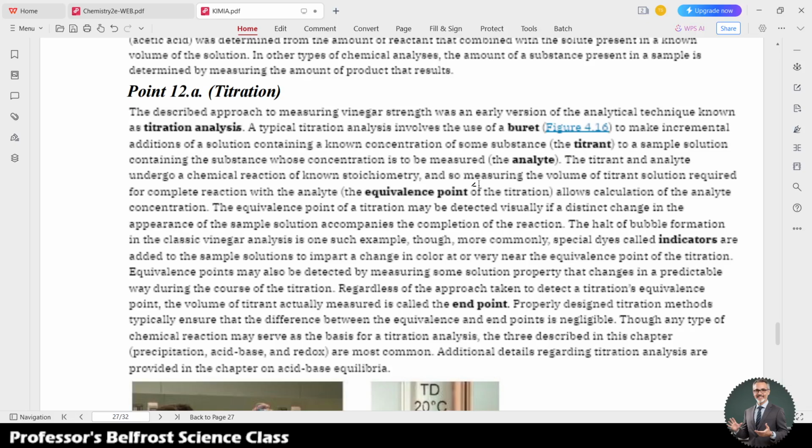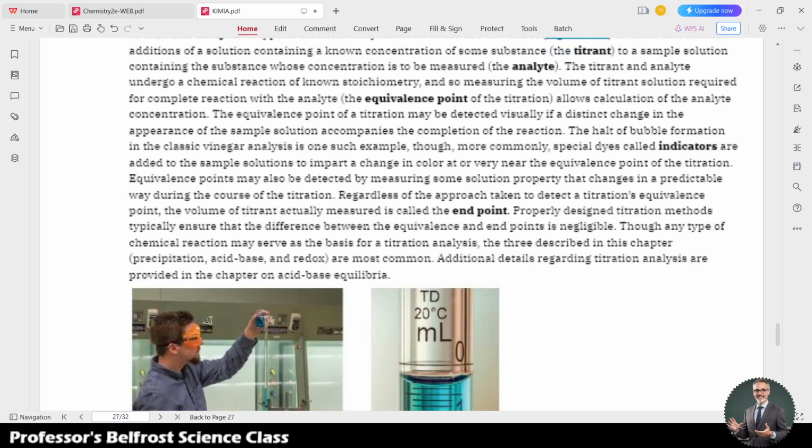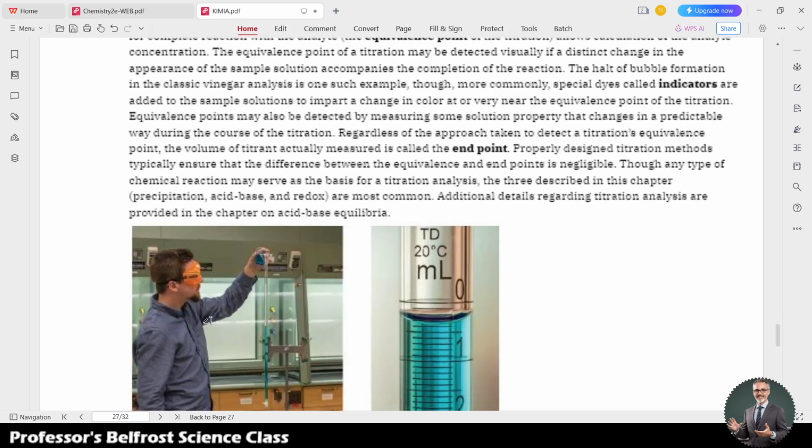The equivalence point of the titration may be detected visually if a distinct change in the appearance of the sample solution accompanies the completion of the reaction. In the case of the classic vinegar analysis, more commonly we apply special dyes, which are indicators, that we add to the sample solution to impart a change in color very near the equivalence point of the titration. And regardless of the approach taken to detect the titration equivalence point, the volume of titrant actually measured is called the end point.